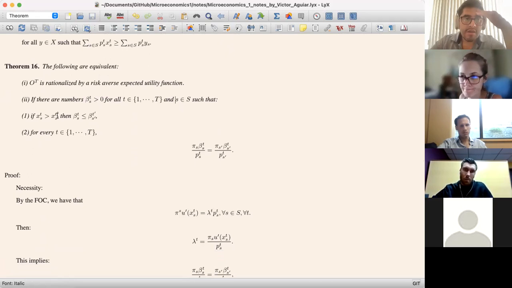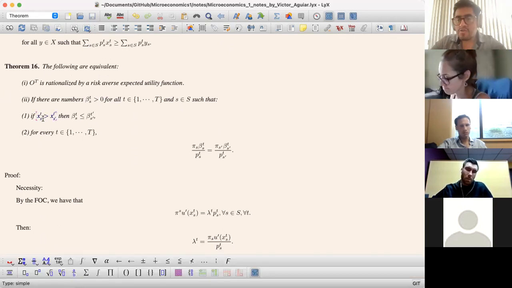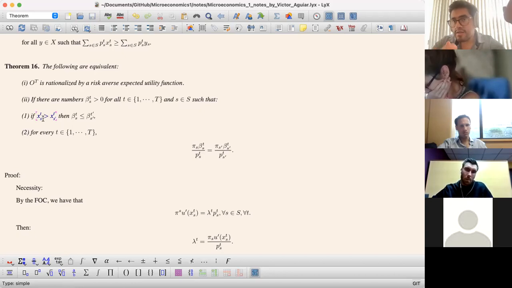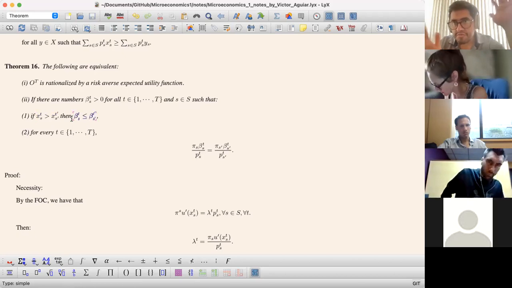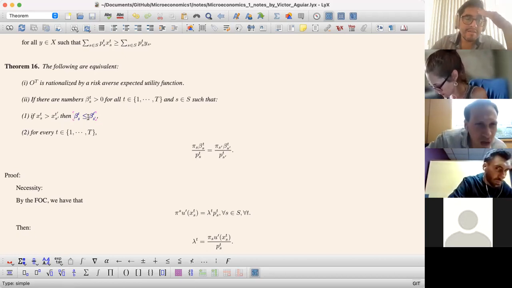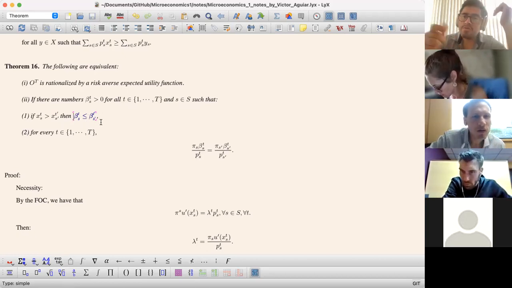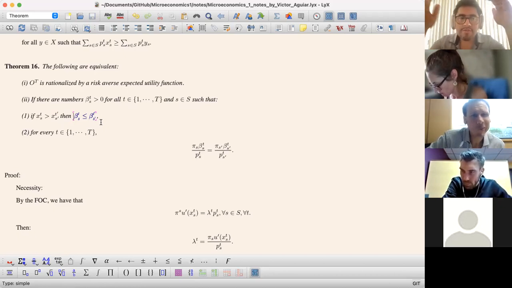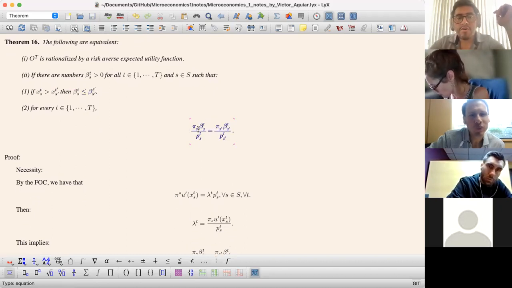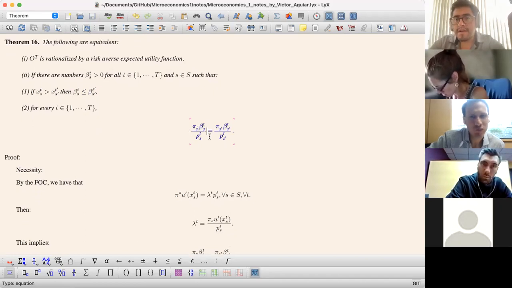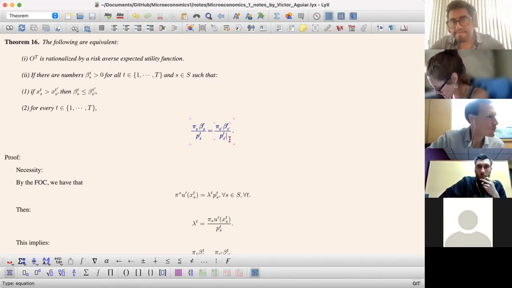the following conditions happen. First, if x_s^t is strictly greater in quantity than x_{s'}^t, then these beta numbers preserve the monotonicity such that β_s is less than or equal to β_{s'}. So it flips the sign, but it remains monotone. And second, for every t, the following holds: π_s, the probability of the state of the world s, times β_s divided by the price p_s is equal to π_{s'} β_{s'} divided by p_{s'}.